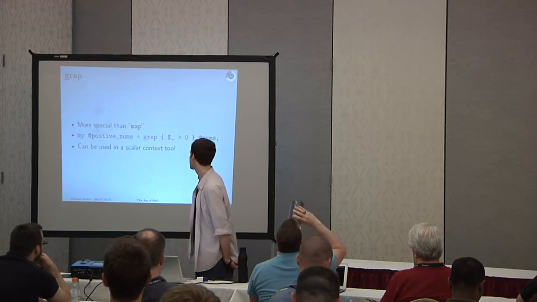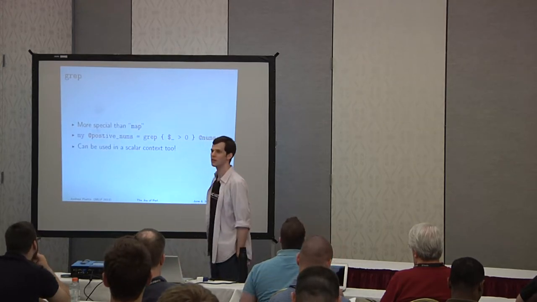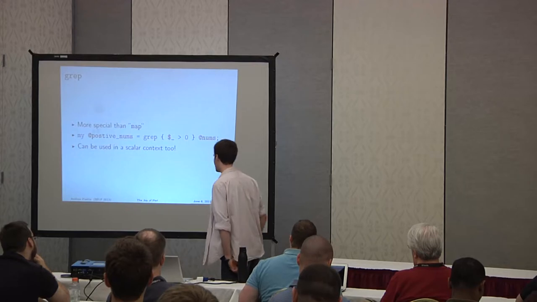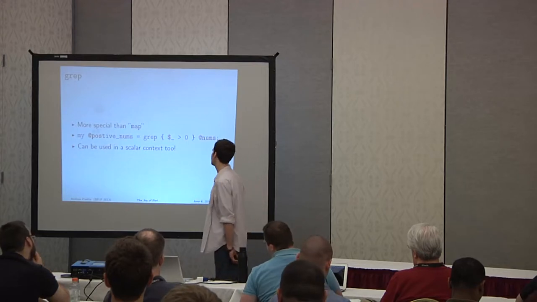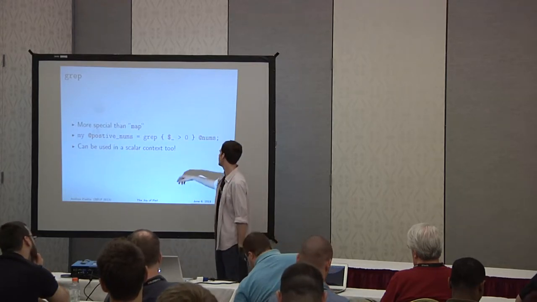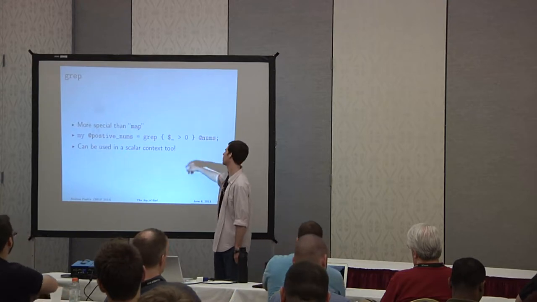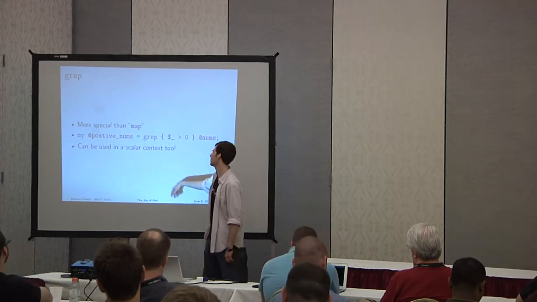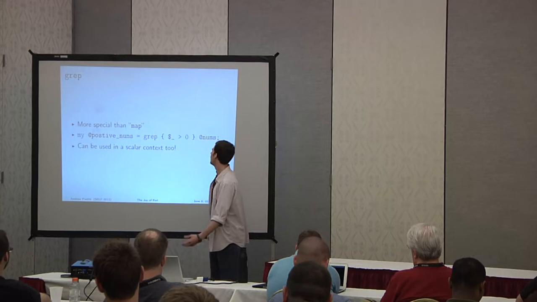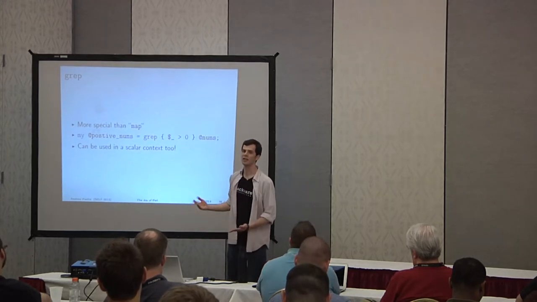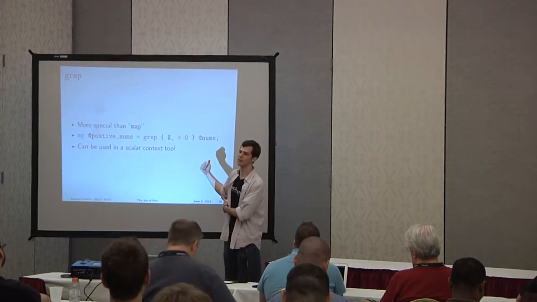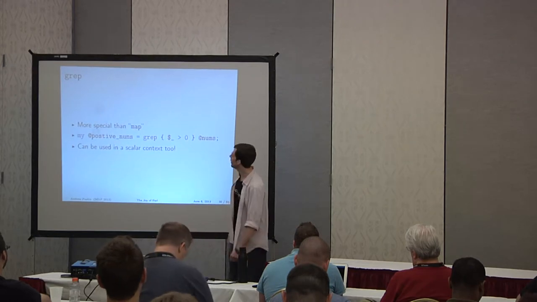Grep is a little more special. What grep does, grep is essentially a filter. In this case, it will filter a list of numbers for all values that are greater than zero and return them into a new list. But you can also use it in a scalar context to just get the count of the positive numbers. Pretty neat, huh? What else?